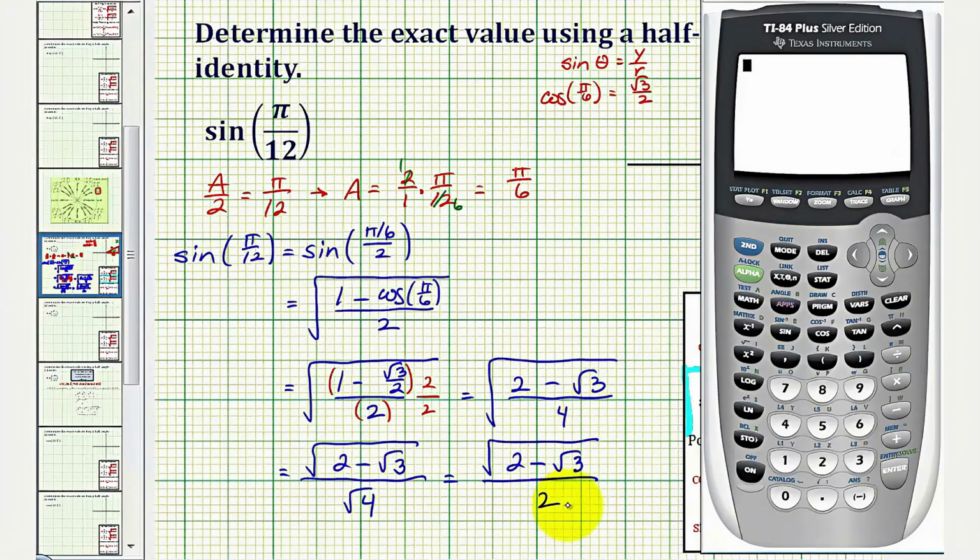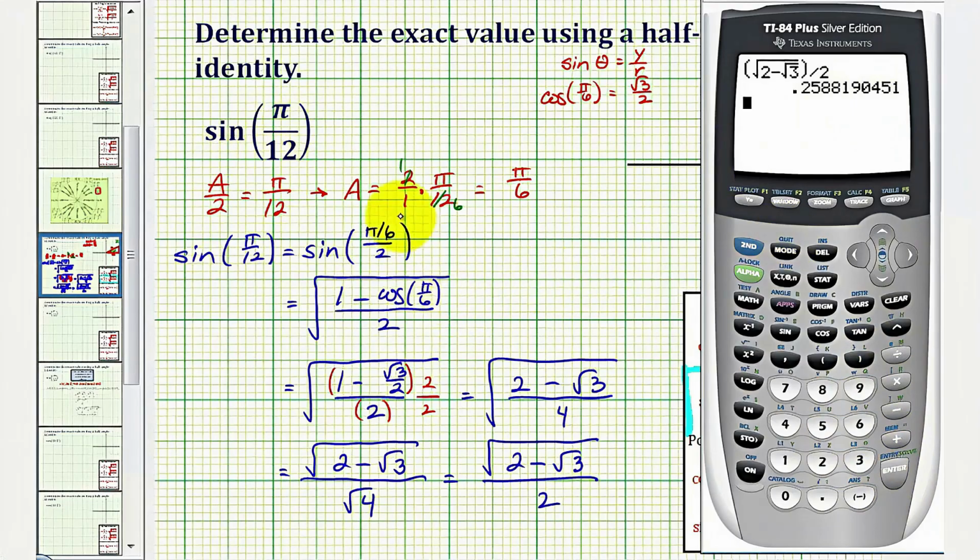Now let's check this on the calculator. We'll first convert this to a decimal, and then approximate the value of sine pi over 12 on the calculator. Let's put the numerator in parentheses. So we have open parenthesis, second x squared for square root, and then 2 minus square root 3, right arrow, close parenthesis, divided by 2, enter. And now we'll compare this to sine of pi divided by 12.